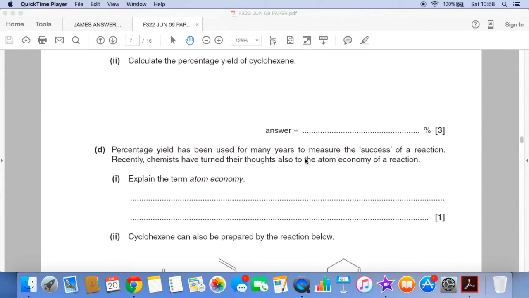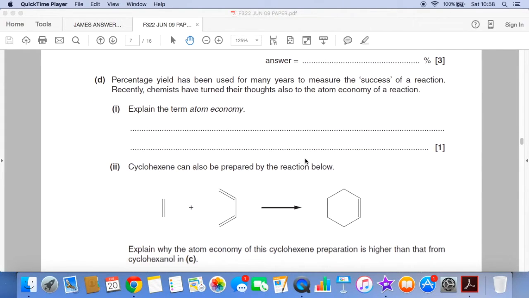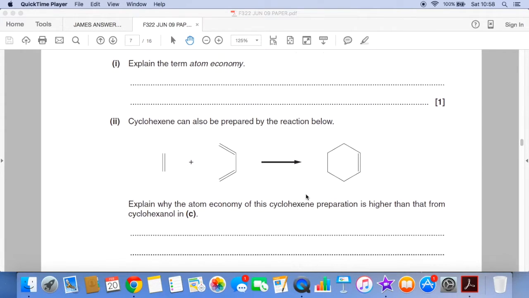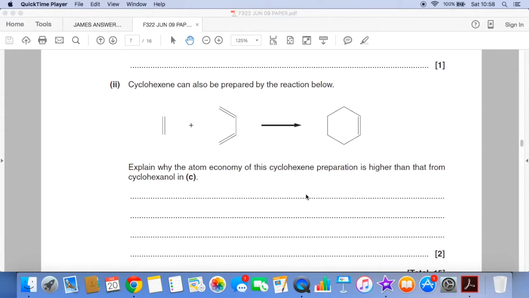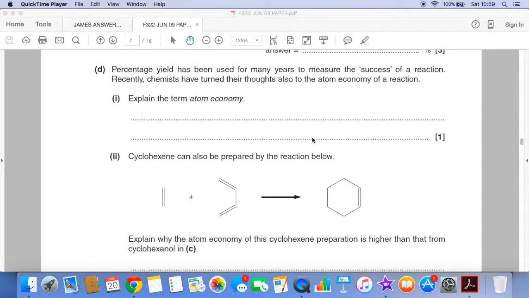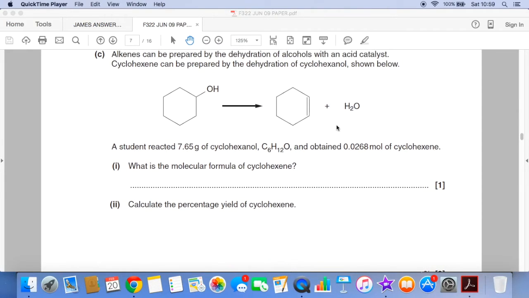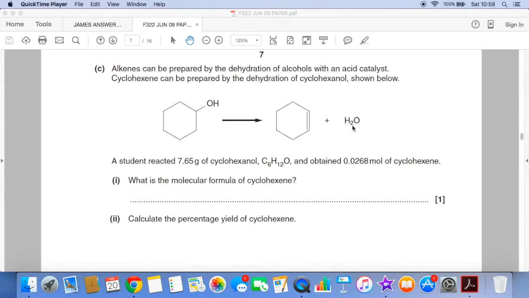Definition of atom economy, and then we're told there's another way of preparing cyclohexene, so this reaction here, and we have to comment on the atom economy of this method compared to that in C. I'll just quickly go back to C, so we're comparing it with this method here. So if you'd like to have a go at that, and then I'll go through the answers.